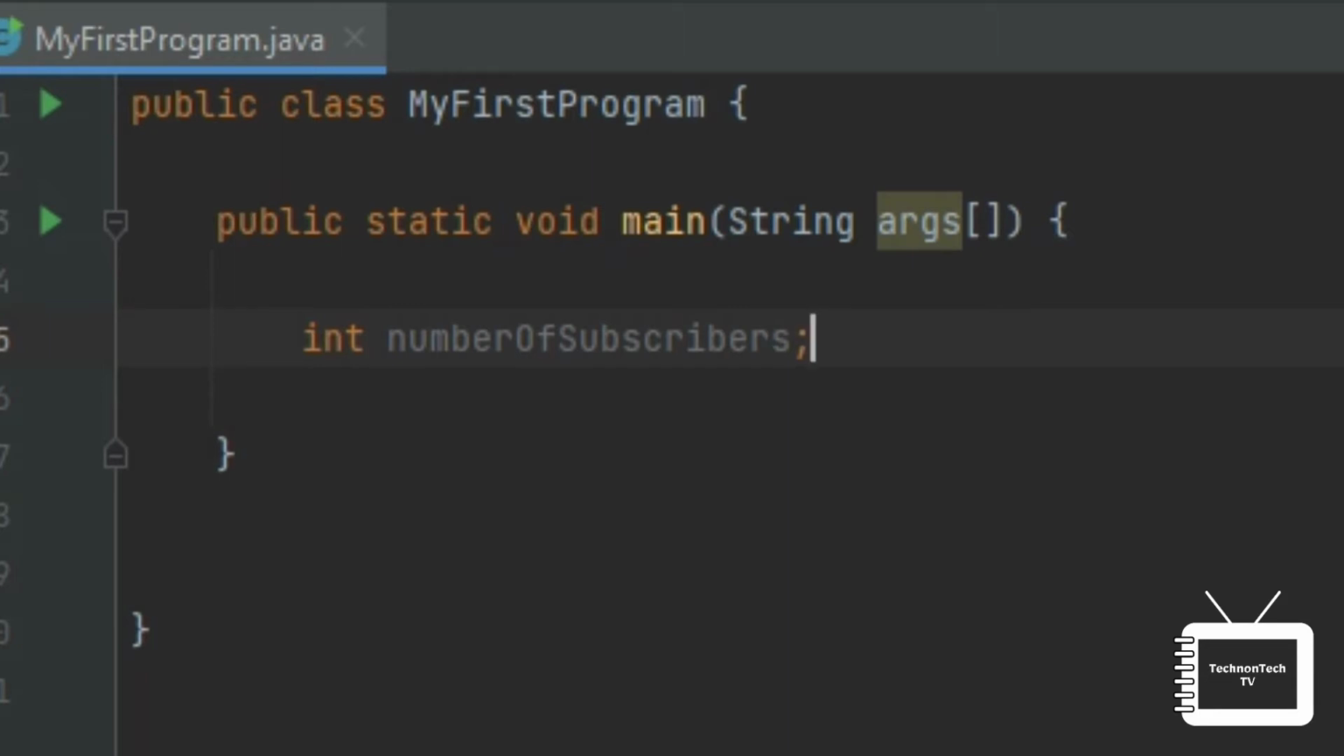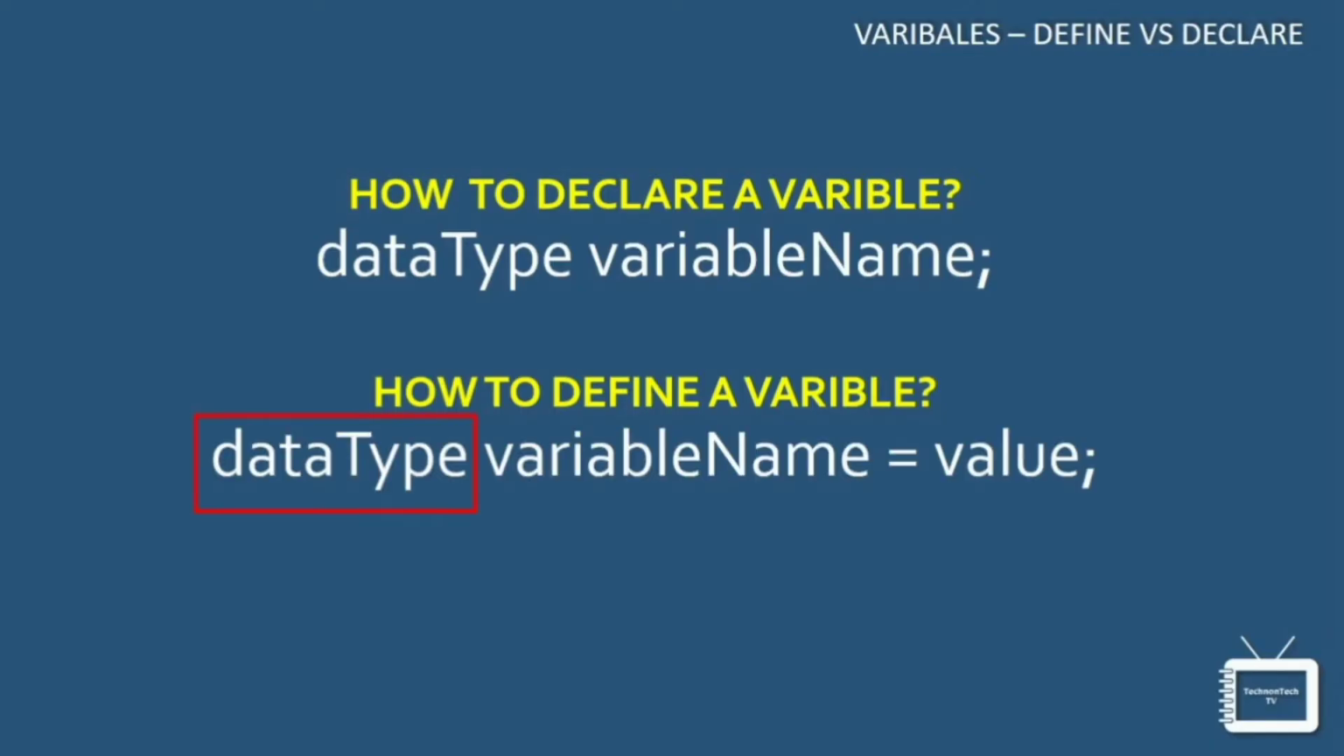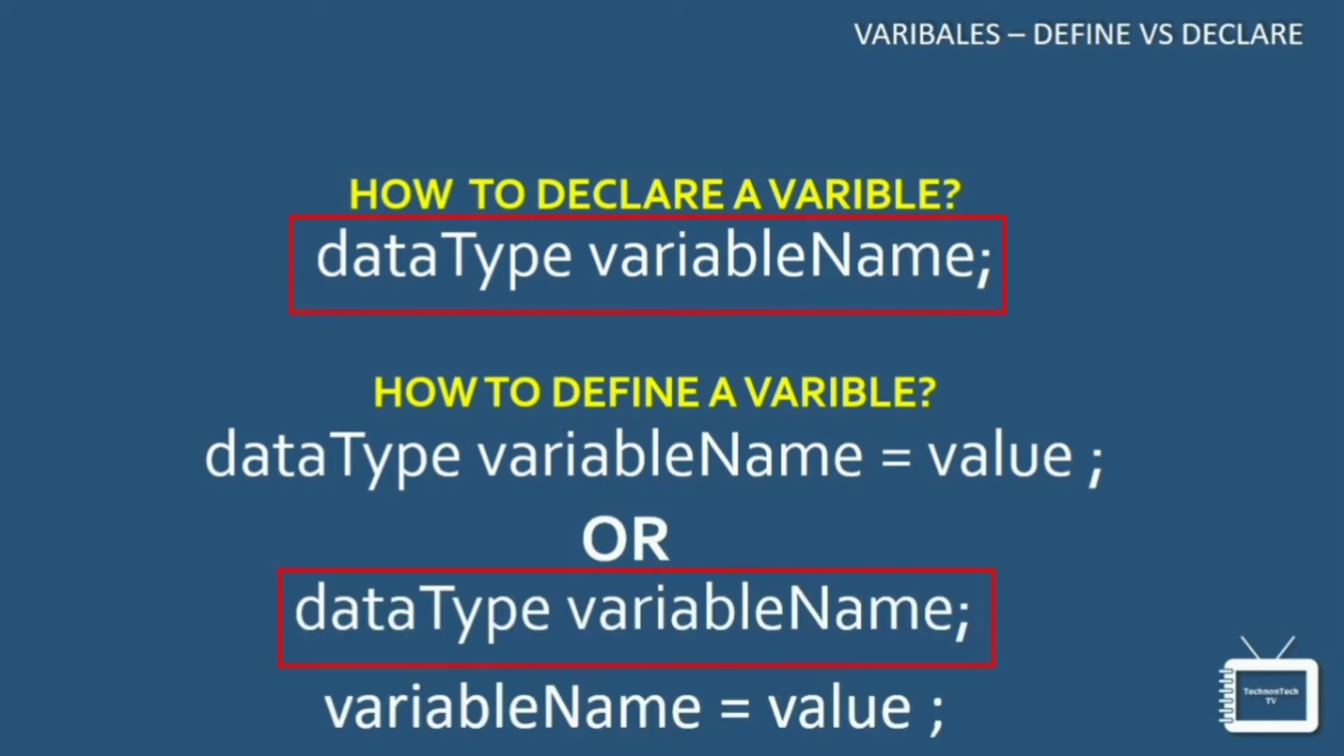So how do we assign a value to this variable? That's what is called a definition. So it is very simple. First the data type, then the variable name, equals, and the value we would like to assign to the variable, and finally a semicolon to the end of the line. Or we can first declare the variable and then you type the name and equals the value and a semicolon.